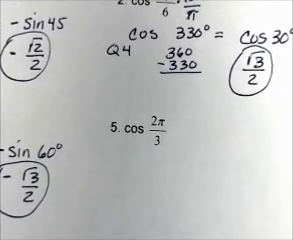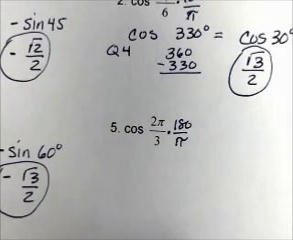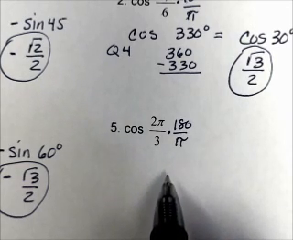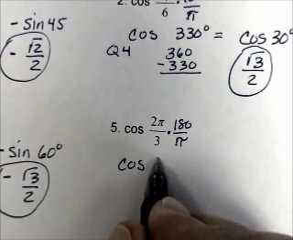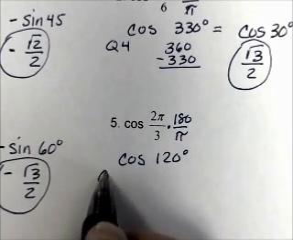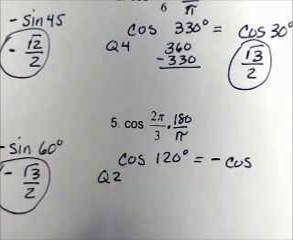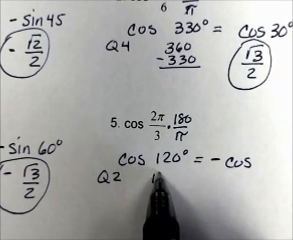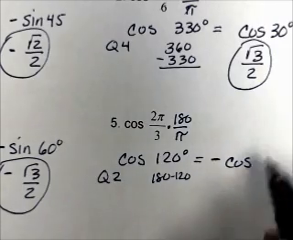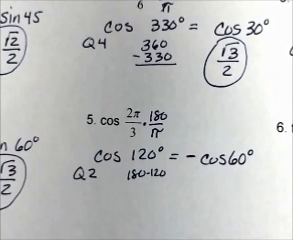Number 5, cosine of 2 pi over 3, we will convert to degrees, multiplied by 180 over pi. 3 goes into 180, 60 times 2 is 120. So this is cosine of 120 degrees. The 120-degree angle is in quadrant 2, where cosine is negative. The reference angle would be 180 minus 120, which is 60. So we have negative cosine of 60.